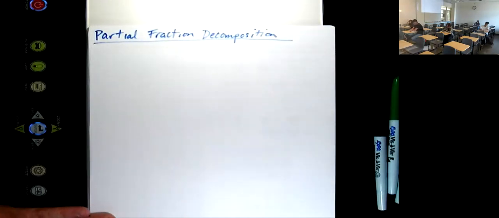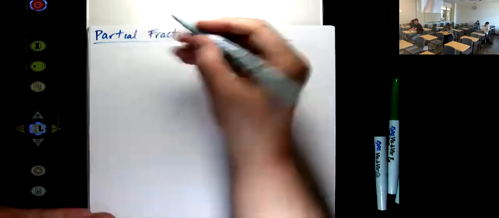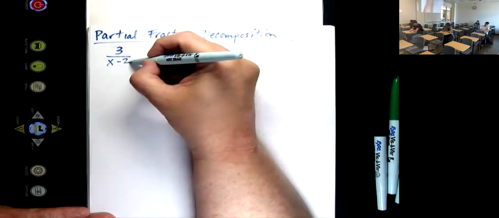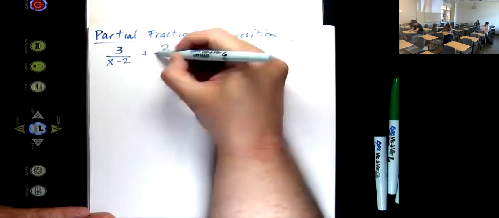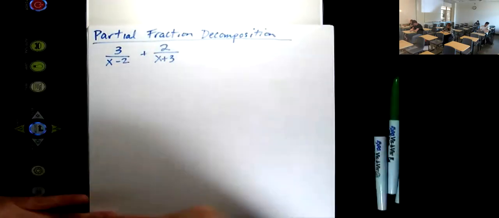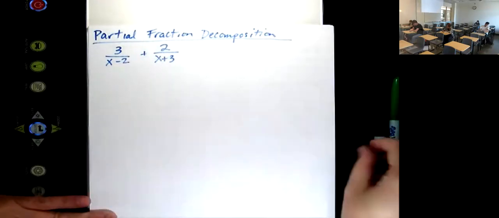Let's start with going the wrong direction. Let's go the other way first. Let's say we start off with 3 over x minus 2, and we added 2 over x plus 3. That's what we start with.